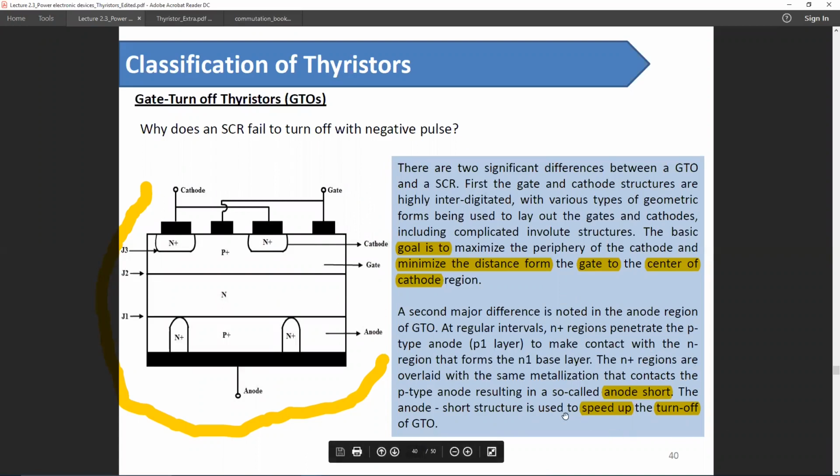Another way to do this is by shorting the anode, or so-called anode short. It is done by placing this N-type of material at regular intervals in a P-type material in order to control the carrier density, hence the gain of this thyristor.